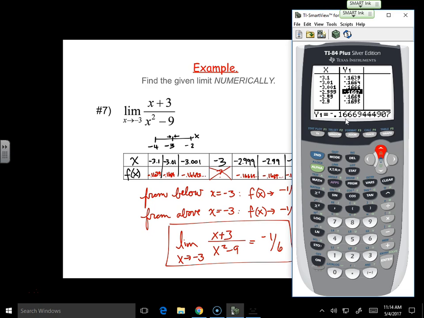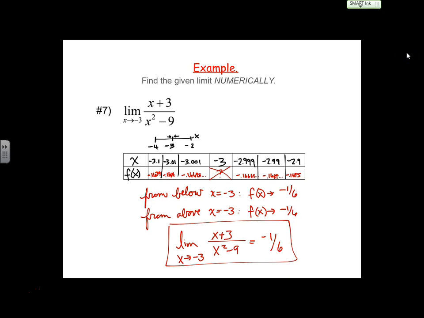Yeah. Did you use the alpha button? Is that what you're doing? Trouble with your calculator?